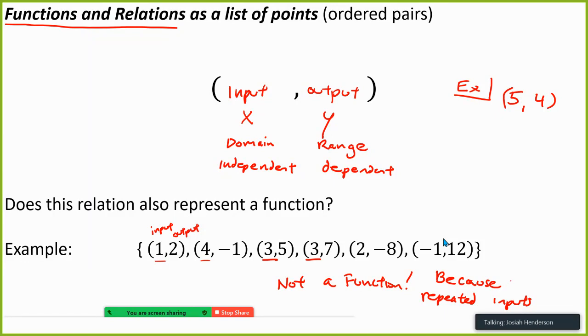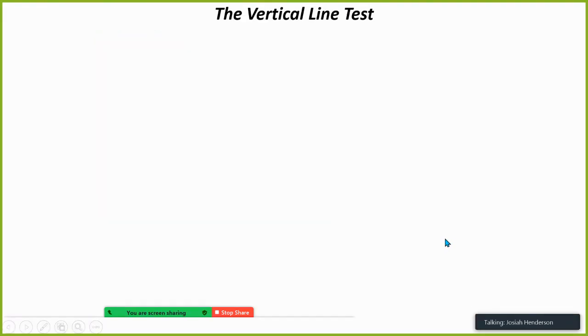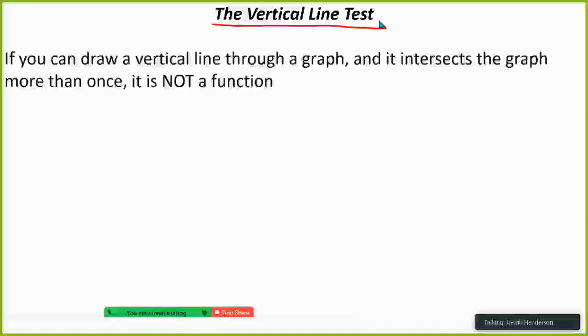Okay, let's try another. Okay, now, I lost somebody. Hope they come back. The vertical line test. So what this has to do with is trying to figure out if a relation is a function, but using the graph, the picture. So sometimes you'll be given the function or the relation graphed out, and we have to decide, is this a function still? So here's the vertical line test, and then we'll look at some examples.